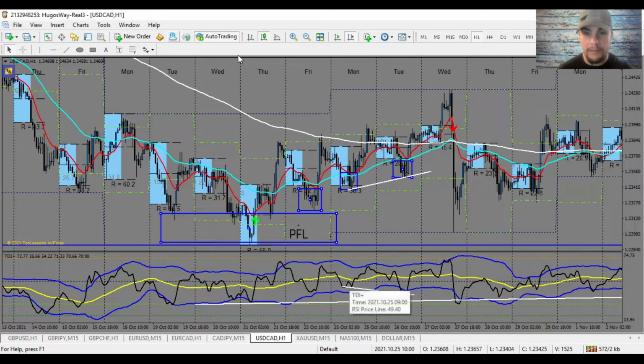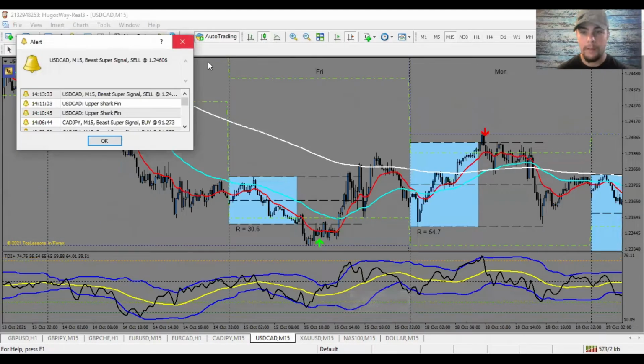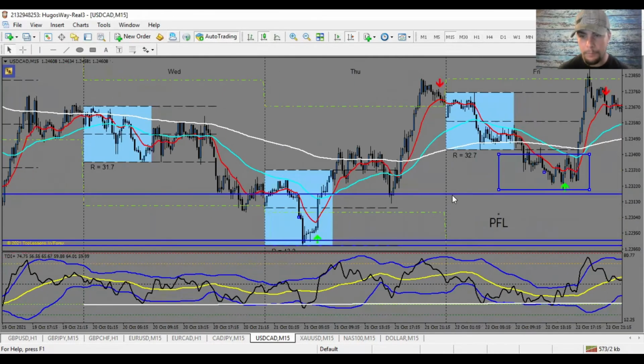Now, let's bust down to the 15-minute time frame. Let's go look at these sets. Okay, bring it over. There's our peak formation low.